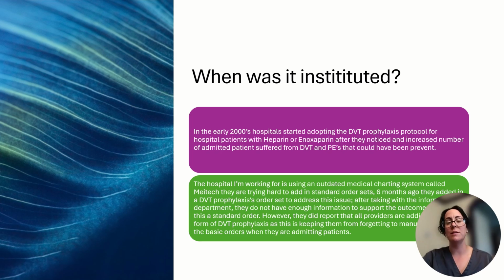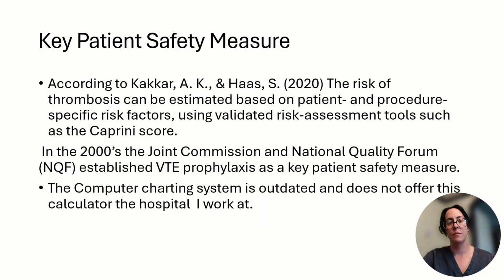However, across the United States, you will see that there has been enough research to show that this is appropriate and is needed as a standard order set. Key patient safety measures include, according to Kakar and Haas, the risk of thromboembolism can be estimated based on patient and procedure-specific risk factors and the use of assessment tools such as the Caprini score.